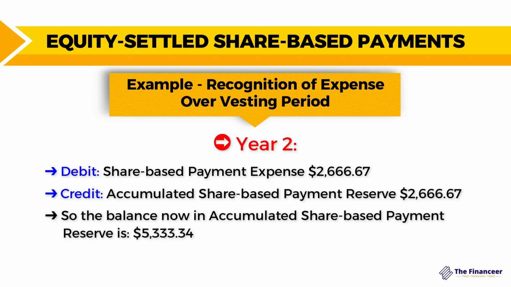So the balance now, after recording the year number 1 entry and the year number 2 accounting entry, in the accumulated share-based payment reserve will be $5,333. This process continues until the end of the vesting period, which is year number 3 as well.